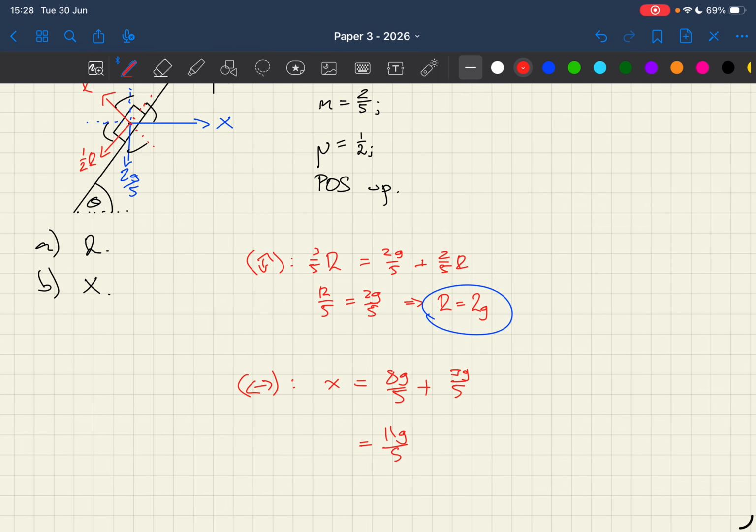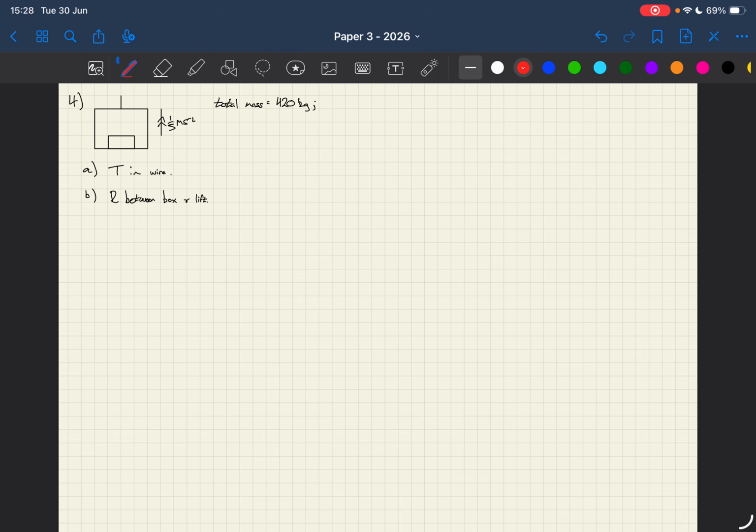Was that correct? Let's double check both bits as well. R was 2g, that's good. And this was 21.56. 11 on 5 times 9.8 gives me 21.56. Looks good to me. Number 4 then, let's see what's happening there.